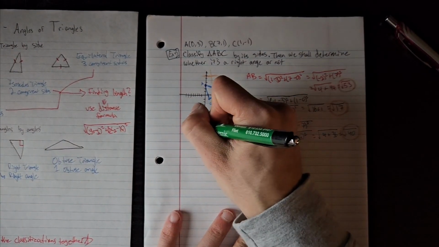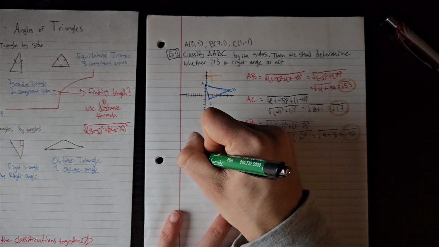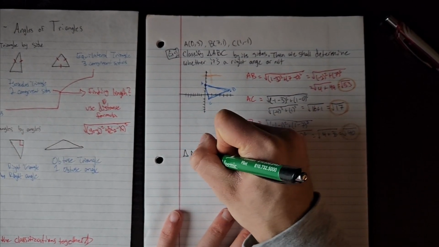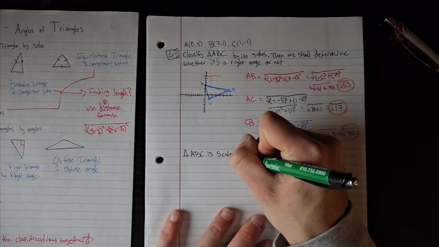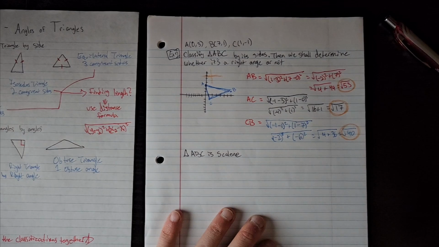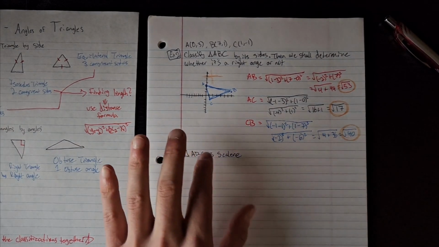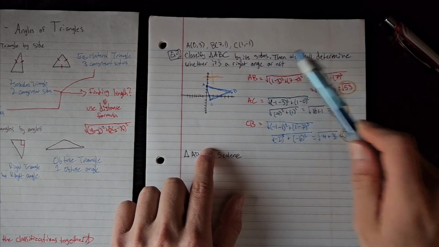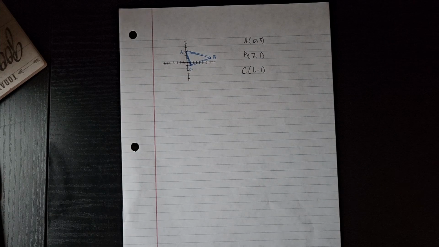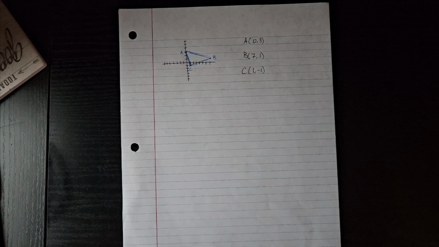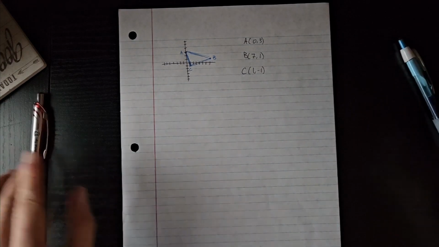So I can write that triangle ABC is scalene. But this is not our final answer. Did I even spell that right? I did. Okay, good. This is not our final answer because that's only part 1. We also need to determine whether it's a right angle or not. This is the beauty of doing notes on videos, that I can fix whatever I want. I didn't explain this part well, so I'm going to do it again.